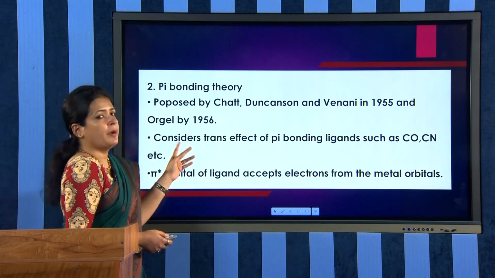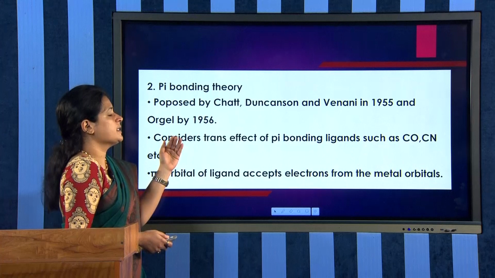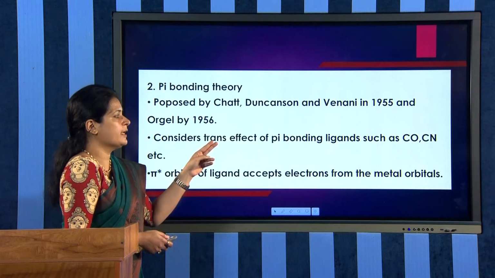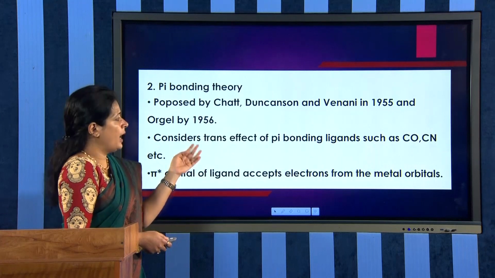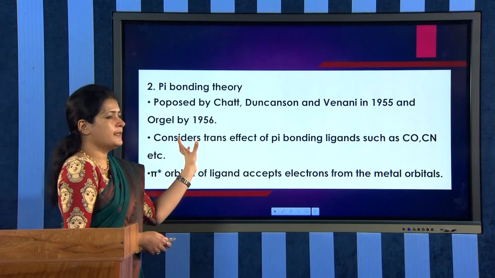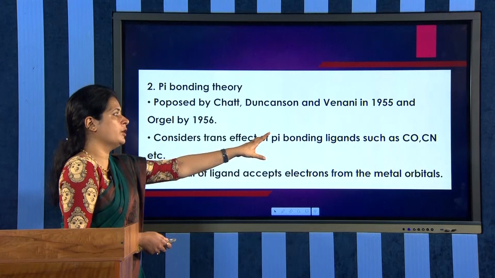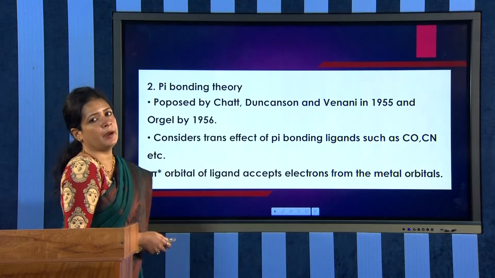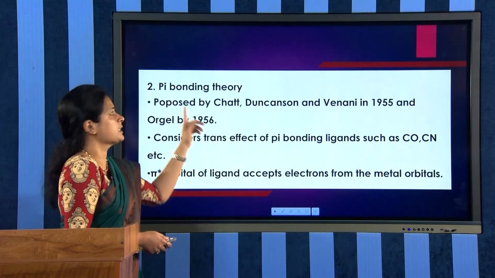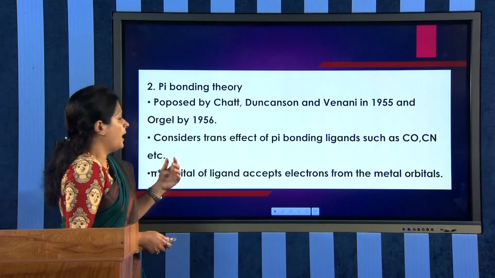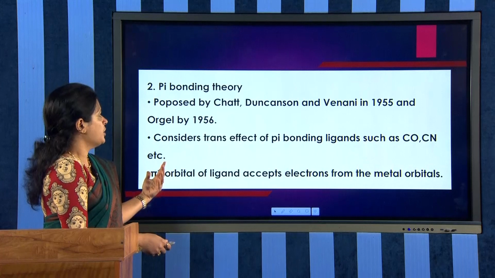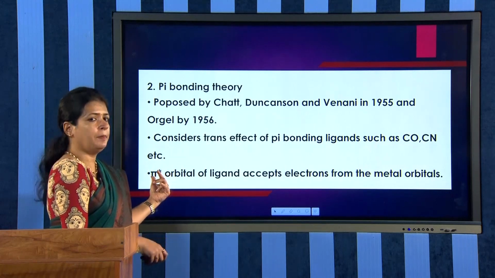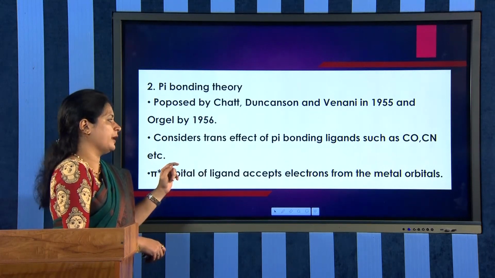This pi bonding theory considers the trans effect of pi bonding ligands. We know that pi bonding ligands are CO, CN, etc., and the trans directing property of these ligands is explained in the pi bonding theory. And what is the pi bonding theory all about? According to the pi bonding theory, we have the pi star orbital of the ligand.